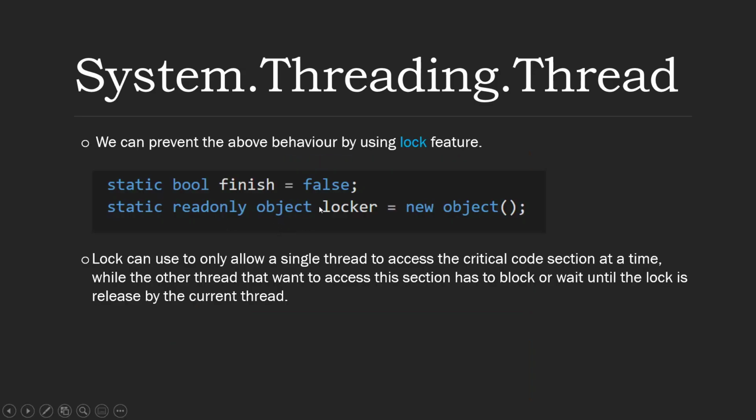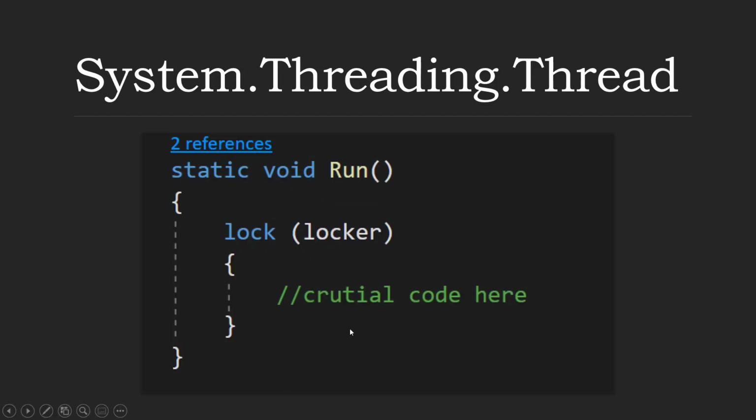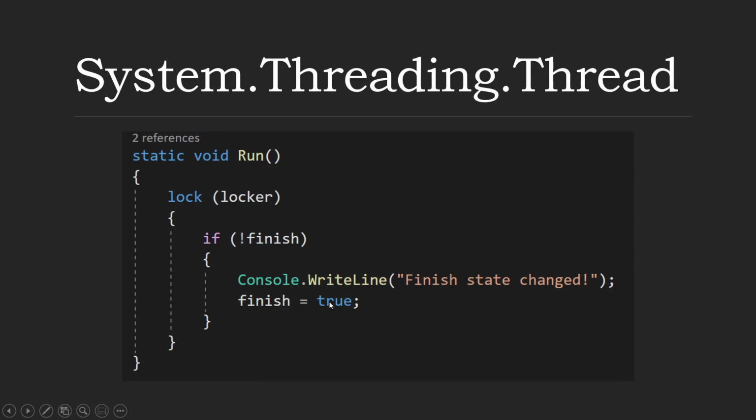We can prevent the above behavior by using the lock feature. Static bool finish false. So we can declare an object locker, and the locker can be used to allow only a single thread to access a critical code section at a time, while other threads that want to access this section have to block or wait until the lock is released by the current thread. So here is just a simple code to demonstrate it.